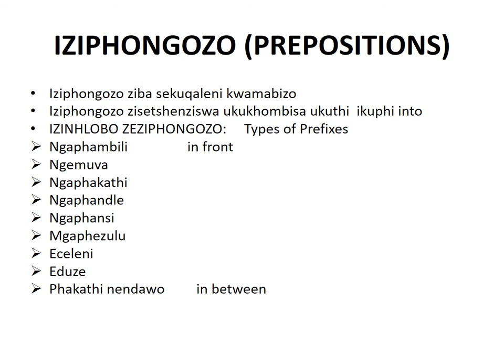Sibonelo sokuqala, ngaphambili, which is in front. Let us all read ngaphambili. Repeat yourself, grade 5. Ngaphambili. In English, in front. Ngemuva. At the back. Ngaphakathi. Inside.